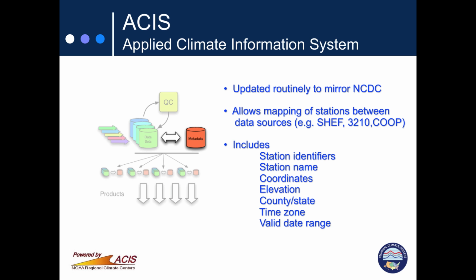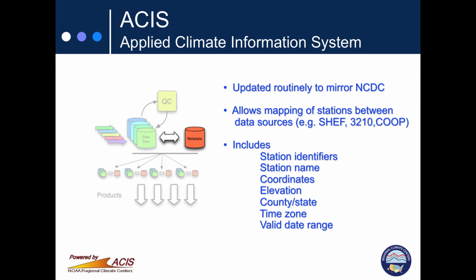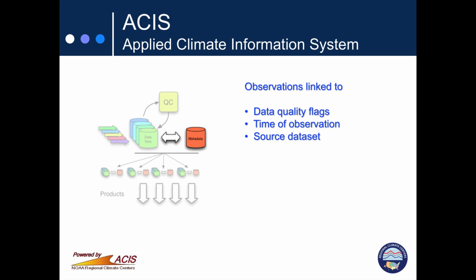Available station metadata include station identifiers, station name, geographic information such as coordinates, elevation, and time zone, the county and state associated with the station, as well as the valid date range for data. Metadata are also included that describe the observations. These include data quality flags and the time of observation for each data element. Eventually, information about the dataset from which individual observations are obtained will be included.